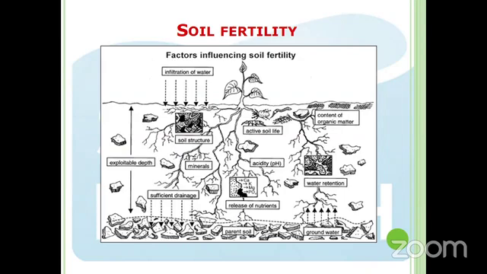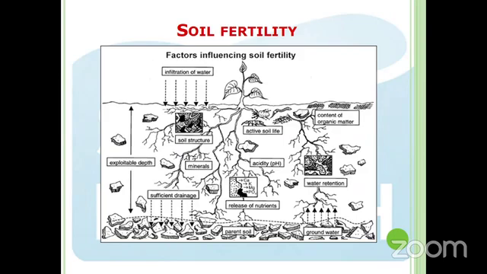Second is active soil life. Active soil life comprises two different types of life. One that is visible to the eyes, that is earthworms and all, and one that is invisible to the eyes, that is microorganisms. So how active these organisms are in the soil, the beneficial organisms that help in developing or maintaining the soil fertility.